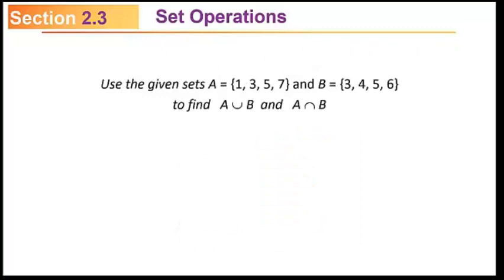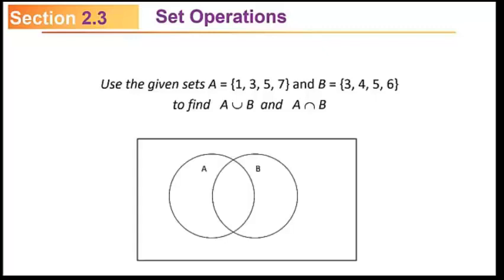For example, use the given sets. A is a set consisting of the numbers 1, 3, 5, and 7, and B is a set consisting of the numbers 3, 4, 5, and 6. Find A union B and A intersect B. We can do it with the Venn diagram just to see it more visually, but you don't have to have the Venn diagram to do these problems. I want to illustrate it with a Venn diagram just to show you the visual representation of it.